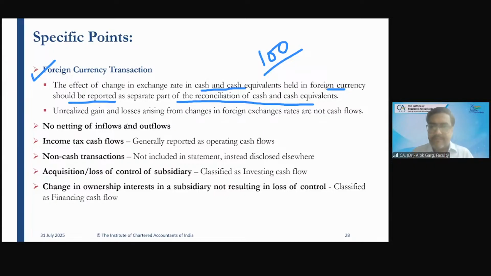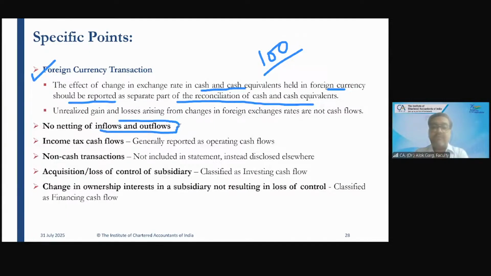Is that clear? Yes, sir. Clear, sir. 500 gain will be part of operating activity, no? That 500 gain will not be part of operating activity. It will be adjusted from the profit before tax as a non-cash item. ये गेन, इस गेन की वजह से प्रॉफिट में क्या हुआ होगा? अनरियलाइज्ड गेन की वजह से profit inflate हुआ होगा. Yes, the profit was increased.